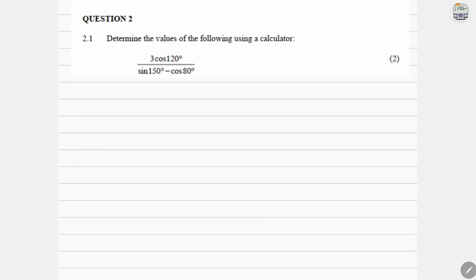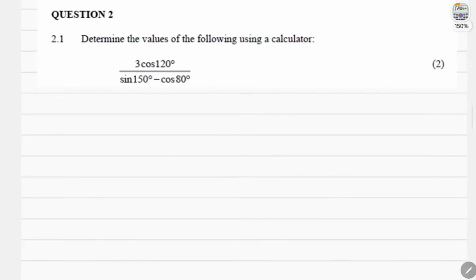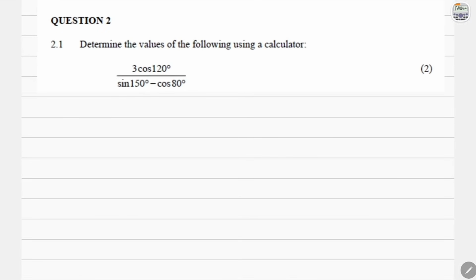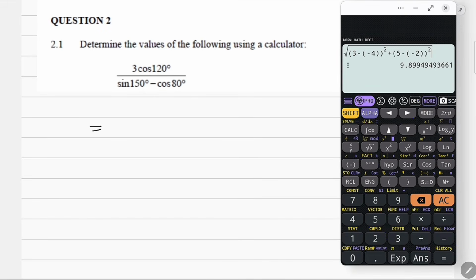Question 2.1 says, determine the values of the following using a calculator. So all you have to do is punch this into your calculator and get the answer. Okay, so let's go ahead and do that.